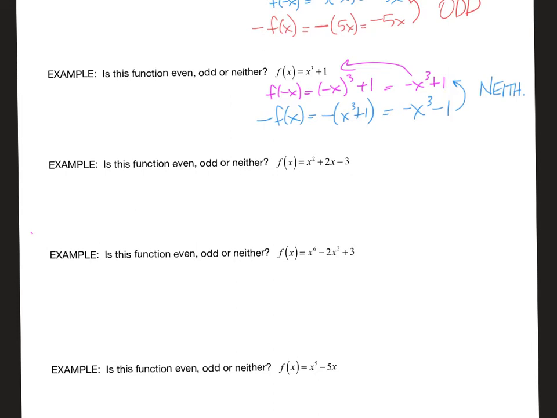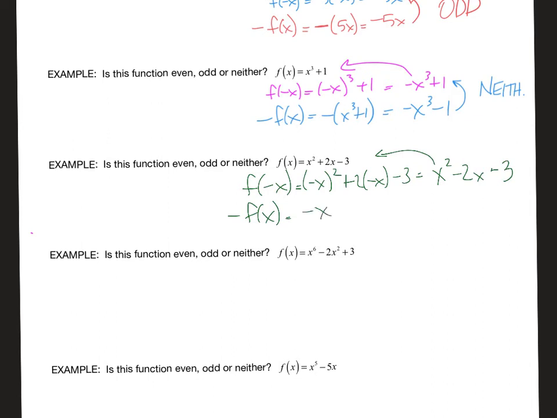Let's check f of negative x. I put a negative x in there, and a negative x in there. Sorry, that should be minus 3. Simplifying, I get x squared minus 2x minus 3. That is not the same as the original, so it's not even. Now let's take the opposite of the original. I'm just going to take the original and make it opposite: negative x squared, negative 2x, positive 3. That doesn't equal that. That one's neither.